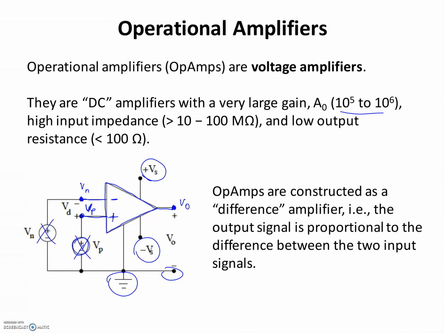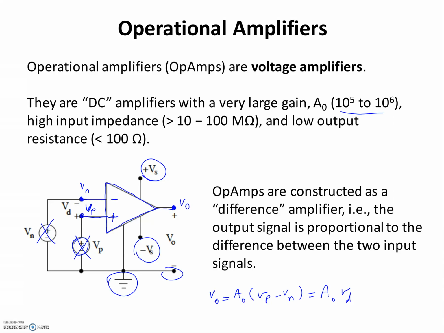So these op-amps are constructed as difference amplifiers, meaning that the output is proportional to the difference between the input terminals, Vp minus Vn. This Vp minus Vn is called Vd, or the difference between the two input terminals of an amplifier.